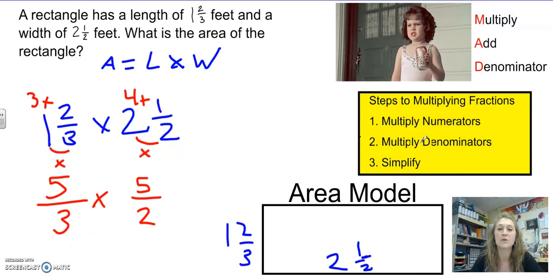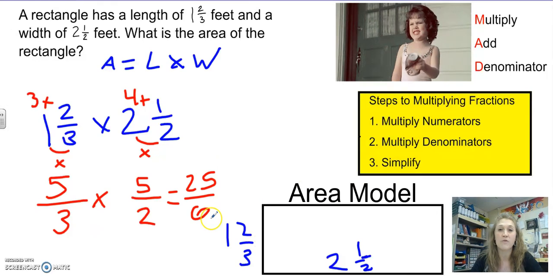Now we're going to look at our steps to multiplying fractions. We see that we multiply the numerators. 5 times 5 equals 25. And we multiply our denominators. 3 times 2 equals 6. The last thing that we're going to do is simplify.